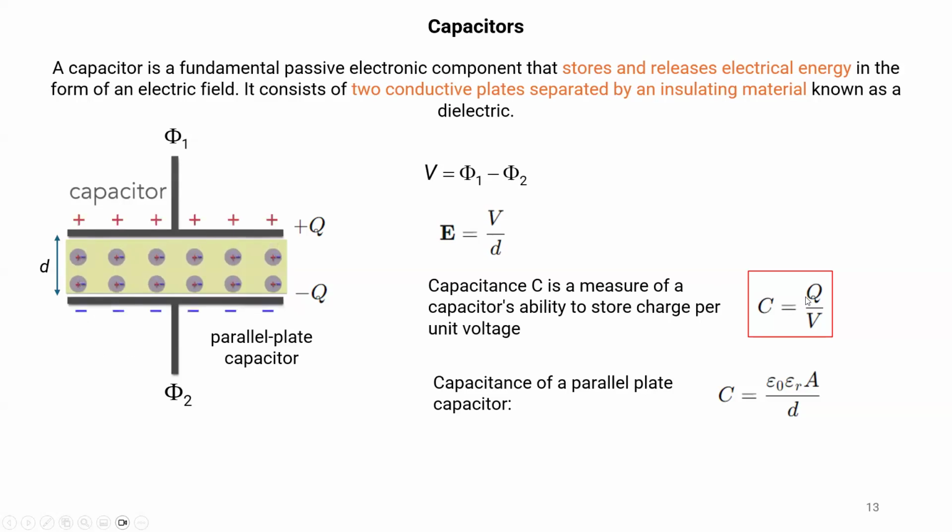And the way we describe the ability of a capacitor to store the charge and the electric field is by introducing the concept of capacitance. So capacitance is the value that describes the ability of a capacitor to store the charge. The larger the capacitance, the more charge we can store within the capacitor.